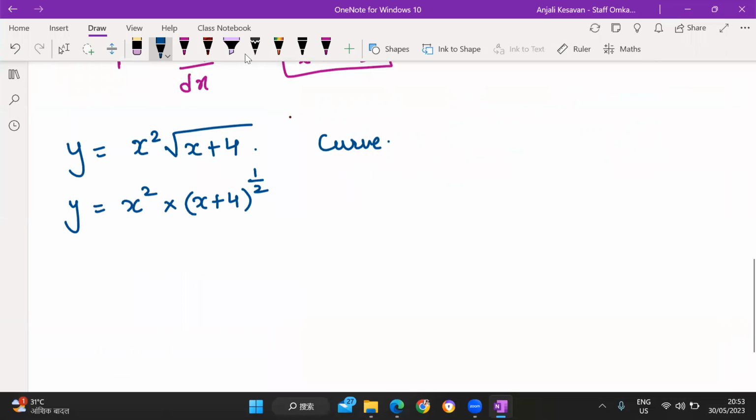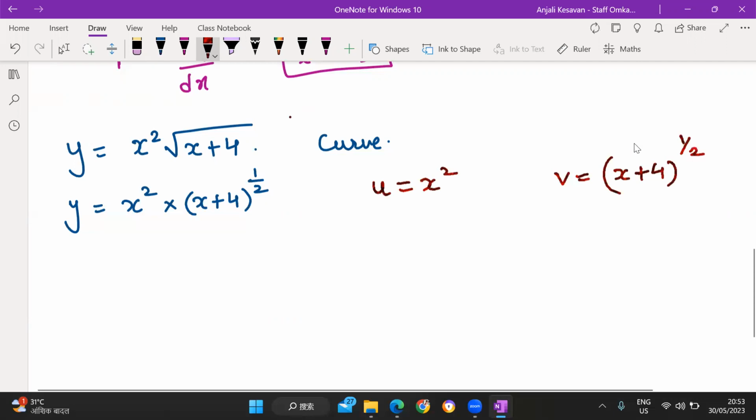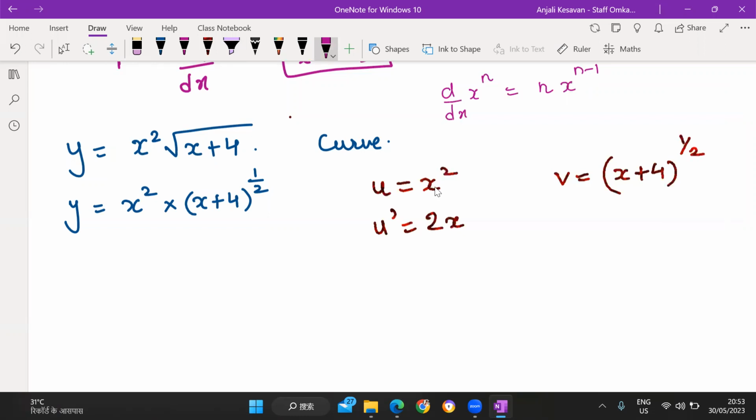Now, we can mark this as u and v. So what is our u here? u is x square, and what is the v? v is x plus 4 raised to half. Okay, now it's time that we differentiate this. So u prime will be x square, on differentiating it will be 2x. Now if you don't know this formula, it is very simple. Differentiation of any number with an exponent can be written as n times x raised to n minus 1. So the power of x is reduced by 1. So x square minus 1 will be x.